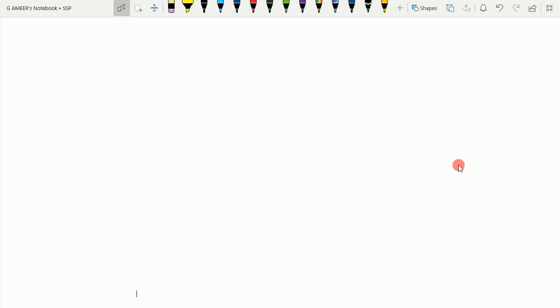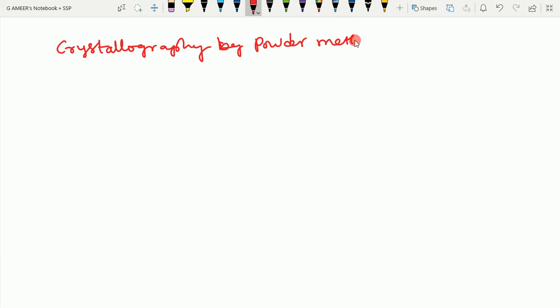Crystallography by powder method. Okay, fine. So the difference between the previous method and this method: in the previous method we have taken the crystal, but in this method we will take a powder instead of the crystal. We will take a powder here.